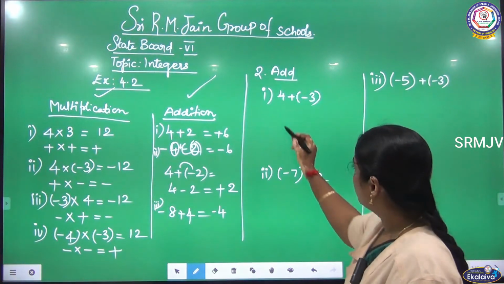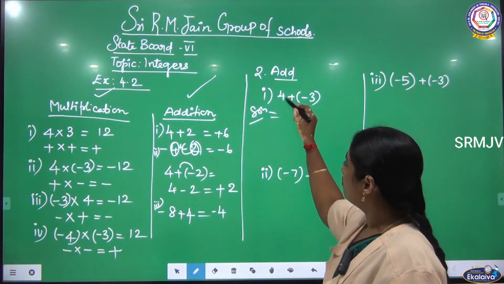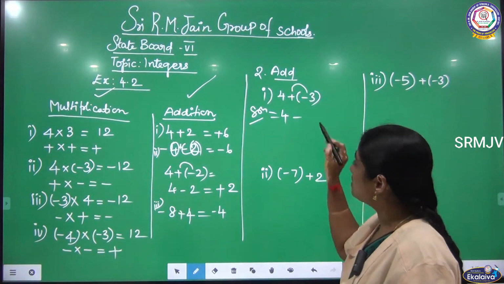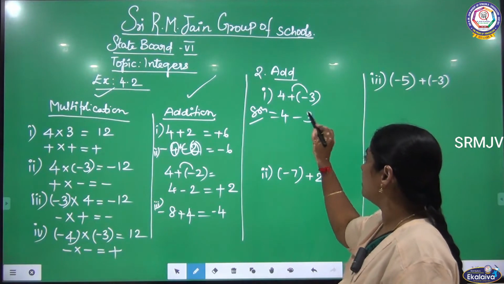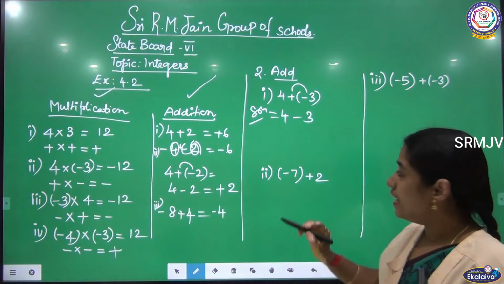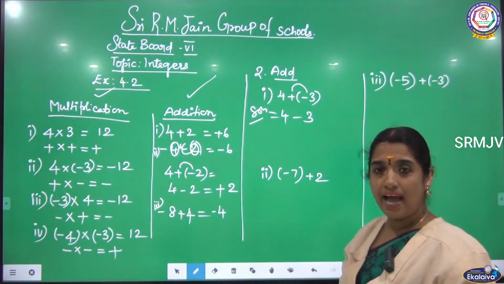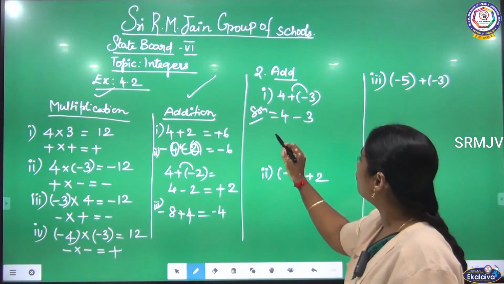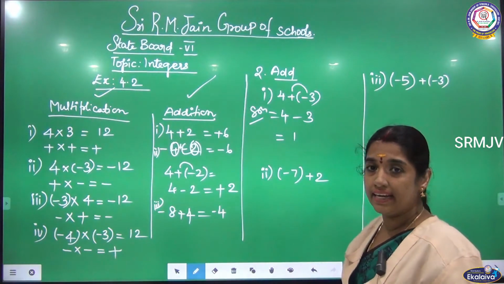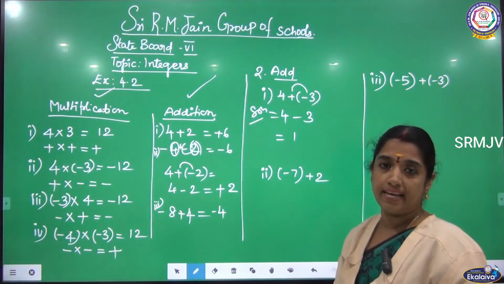Listen, the solution. 4, write as it is 4, plus into minus, which is minus 3. Plus into minus, which is what? Minus. Now plus 4 minus 3. So alternate symbol I am going to subtract. So 4 minus 3, which is what? 1. Positive integer is greater, so for that put the positive sign here.